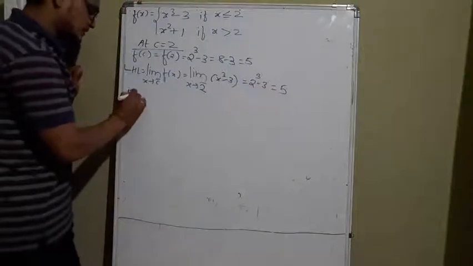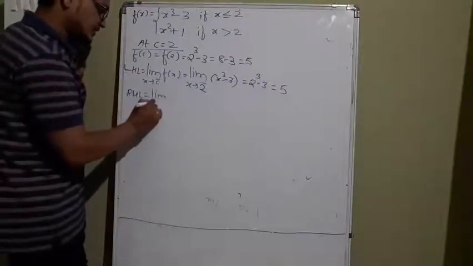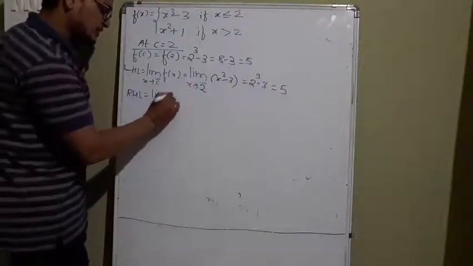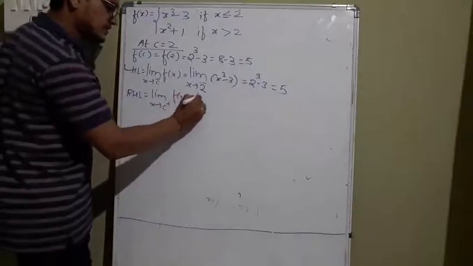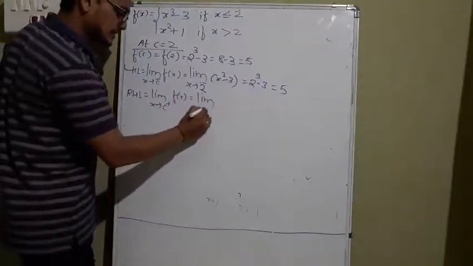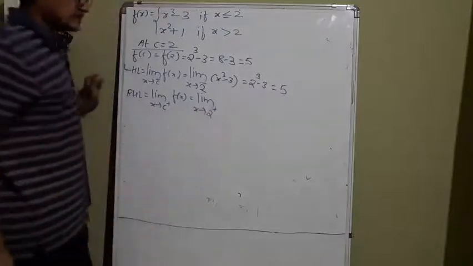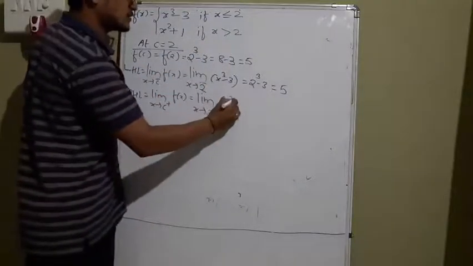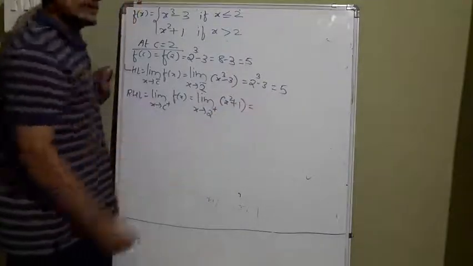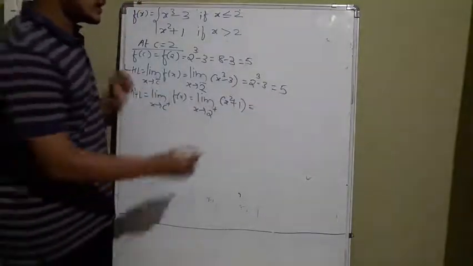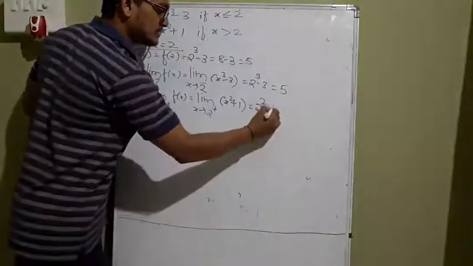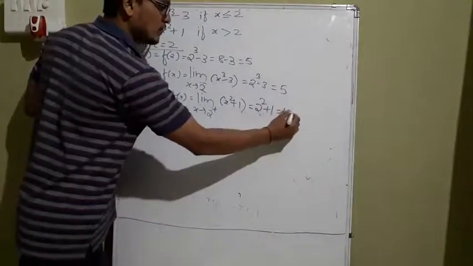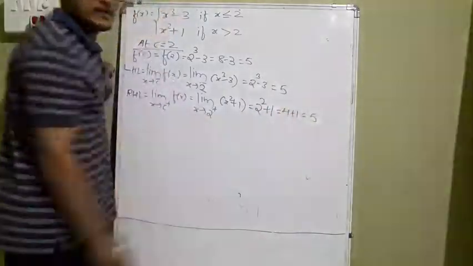Now RHL is equal to limit x tends to c plus f of x, which is limit x tends to 2 plus. RHL means greater than 2. For greater than 2 the function is x square plus 1. Put the limit as 2 again: that is 2 square plus 1, which is 4 plus 1, the answer is 5.